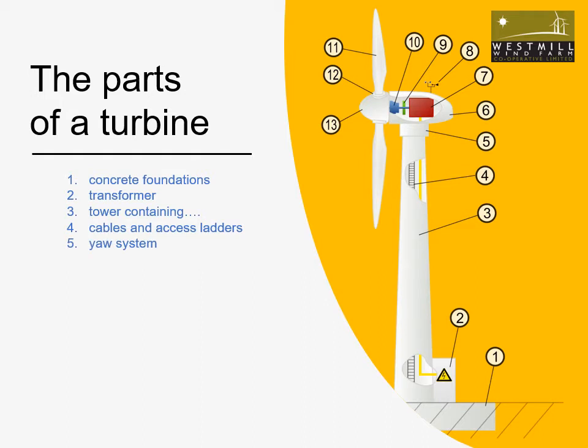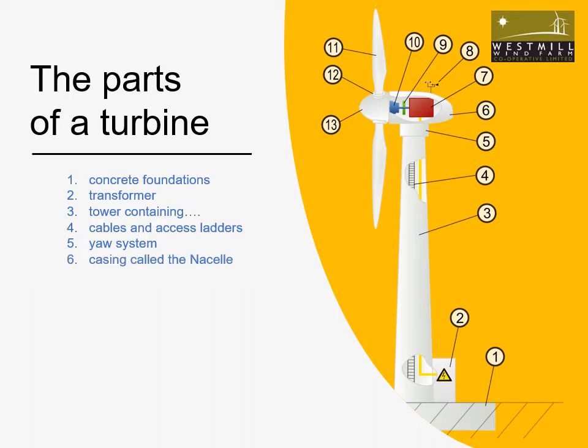At number 5, we've got something called the yaw system. Now this system is situated between the nacelle and the tower. It is in place to ensure that the wind turbine is producing maximum output by pivoting the nacelle so that the rotor hub is facing into the wind. So the yaw system is really a pivoting system.